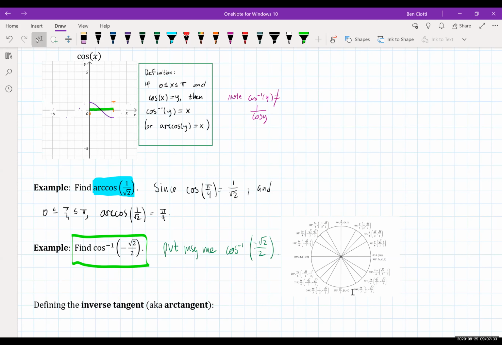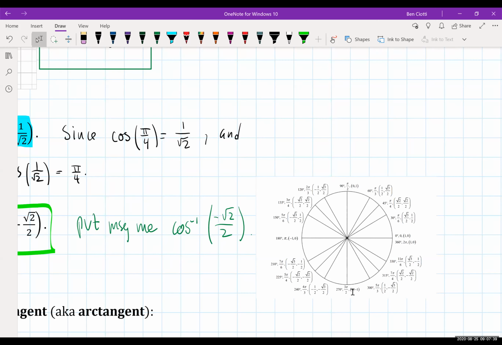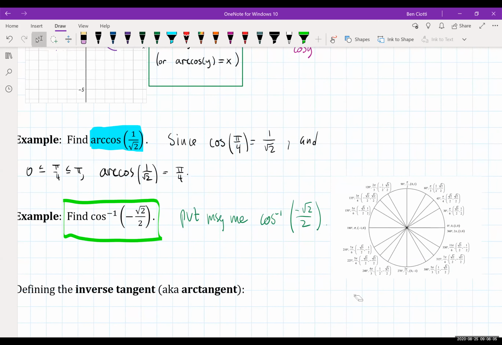Okay, so let's do it. Now, looking at the unit circle, if you thought that negative pi over 4 was an answer, that's understandable because that has the right, sorry. No, it doesn't. I take that back. Forget what I was just saying. Okay, so to find cosine negative, I was going to talk about negative pi over 4, but that has a cosine of positive root 2 over 2.